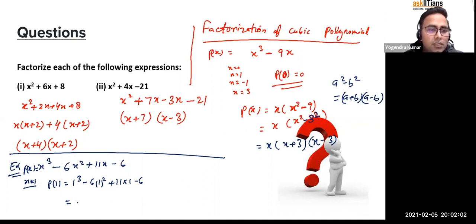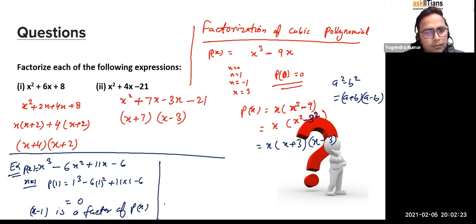We need to try by minus 2 and all like that. Okay, so we are lucky here. We are getting 0, right? So what the factor theorem says: as x equals 1 is the 0 of this polynomial, we can say x minus 1 is a factor of p of x, right? This polynomial, right?